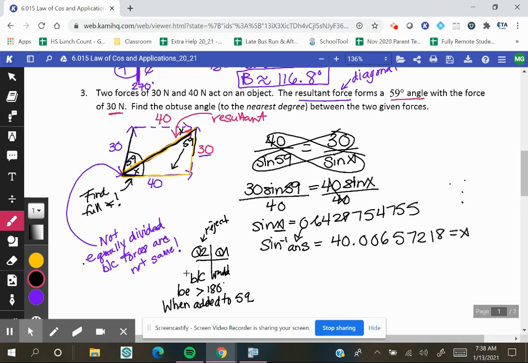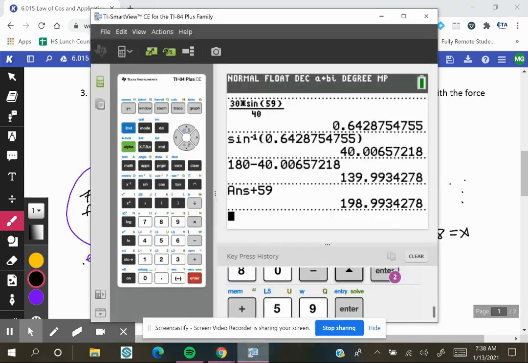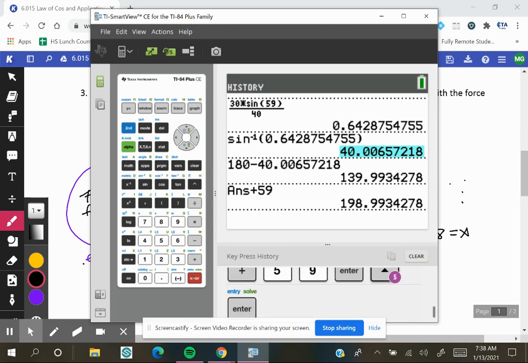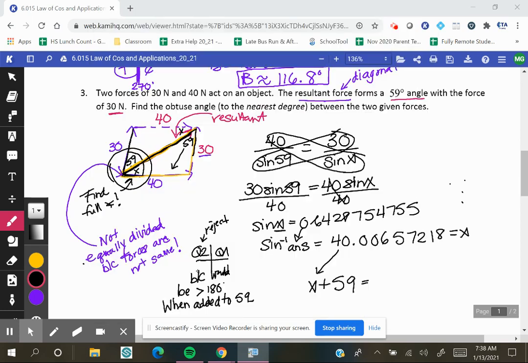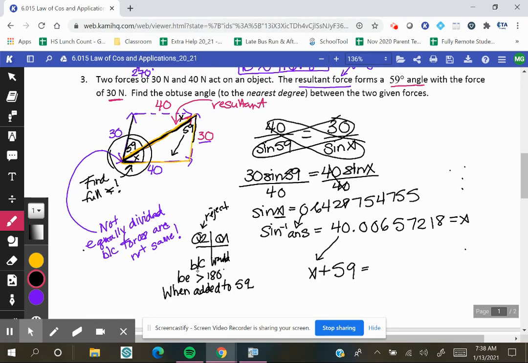All right, so now it asks us to find the obtuse angle between these two vectors here, the 30 newtons and the 40 newtons. So I'm going to take my answer, which was x, and add that to my original 59 degrees and write out that whole decimal. In your calculator, I'm just going to arrow up here and grab that 40, add it to 59, write out that entire decimal, and then it says to round to the nearest degree, which would be 99 degrees for your final answer.